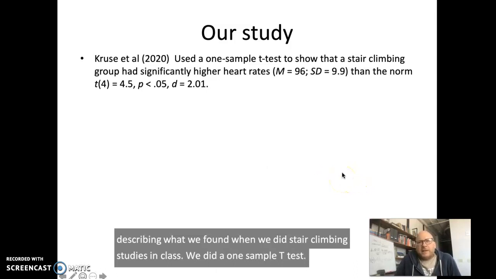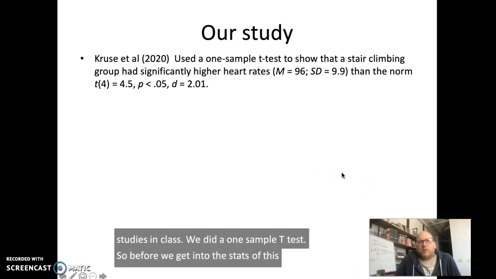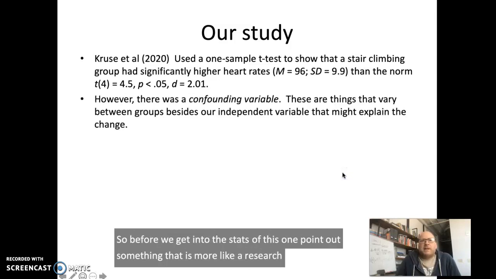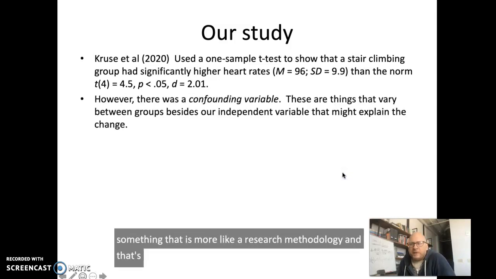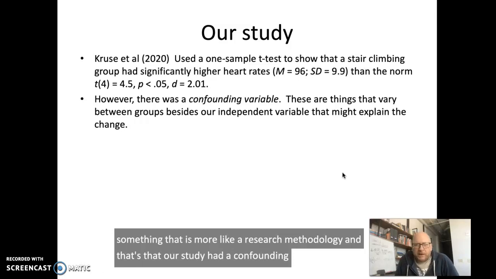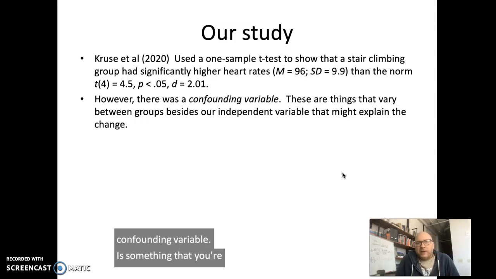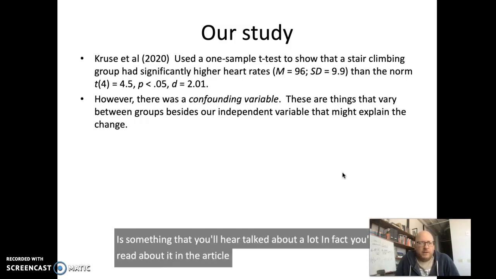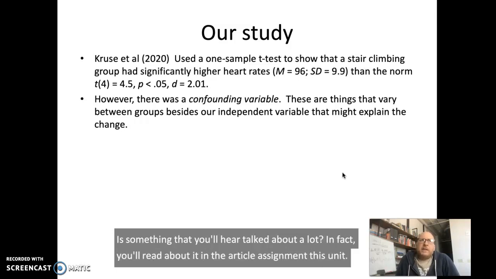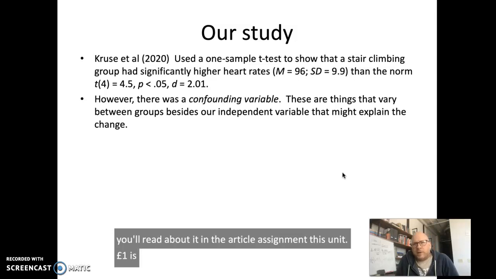Before we get into the stats of this, I want to point out something that is more like a research methodology, and that's that our study had a confounding variable. Confounding variable is something that you'll hear talked about a lot. In fact, you'll read about it in the article assignment this unit. A confound is a variable that also distinguishes between your sample and the population, or between two samples, and they're not your independent variable, but they might be causing some kind of confusion.